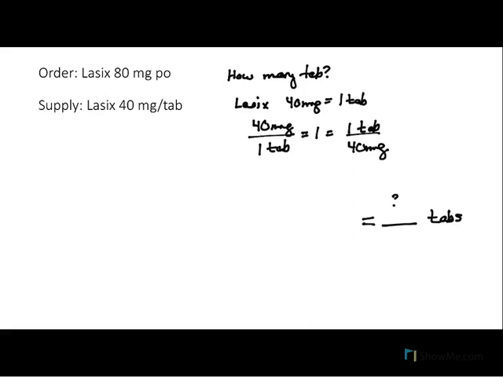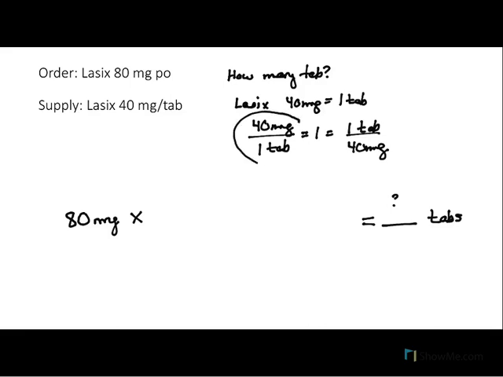Then on the far left, because I never know how much I'm going to have to calculate, how many times I'm going to have to multiply, I'm going to put the order over here. So what it is I need to give, I need to give 80 milligrams, and at this point, we always need to keep our units straight. So we always are using our units. So now I'm going to use the concept of multiplying by 1.